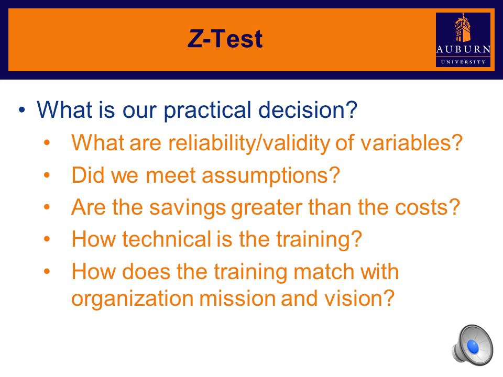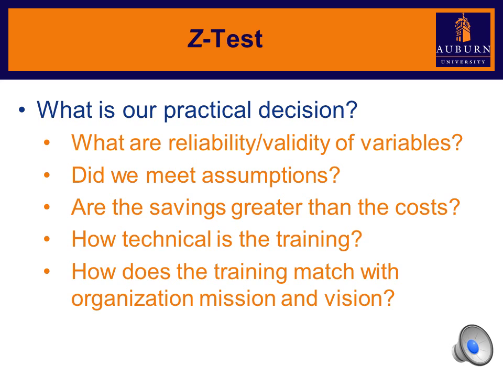Another factor that may be important might be whether or not the savings is greater than the costs. Even though we didn't find an increase in performance, if this new training is cheaper, if it saves the organization money when it comes to training dollars or payroll, then we may still want to implement the training even though we didn't find a difference between the new and the old training program. Maybe another factor is how technical the training is. If this new training is very technical, then maybe we don't implement it. If it's less technical than the current training, then maybe we consider implementing the new training anyway.